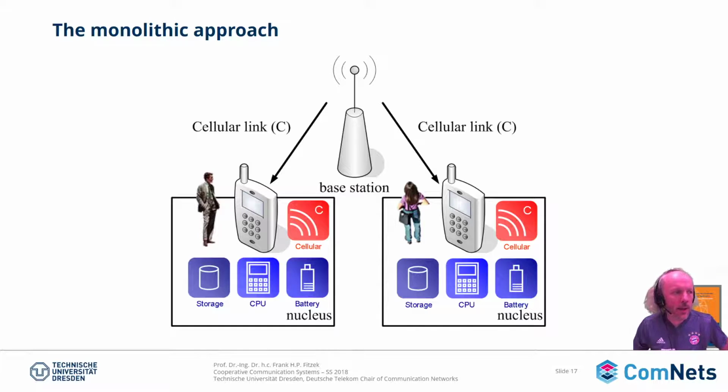So in a classical way, we sometimes call it the monolithic approach. You have one base station that connects with the mobile devices. And this is really an agnostic way. These devices don't know about other devices, right? They don't even care about other devices. And these devices are formed in a way so that they have a strong cellular link and they have enough battery, CPU power, and storage to satisfy the user, right? And you have two users, one way or the other. And this is some kind of nucleus, and inside the nucleus, you're agnostic about the other nucleuses.